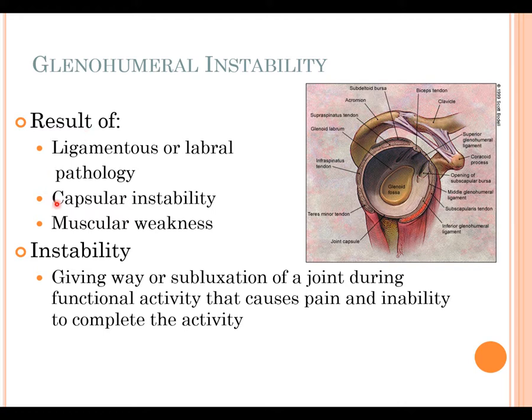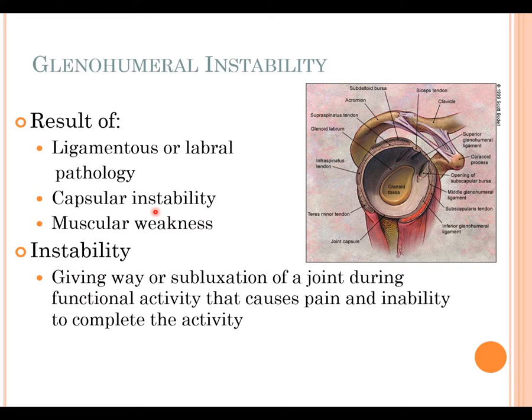There's a couple reasons why our glenohumeral joint can become unstable. It could be a result of a ligament or labral pathology. If we look at the actual anatomy, again, we have the labrum that goes around the glenoid fossa. We do have some of those ligaments on the anterior side, although they're not very strong. So the labral tears or ligamentous problems or capsular instability can all result in a decrease in the static stabilization of the shoulder. We talked about how we have dynamic stabilization and static stabilization.